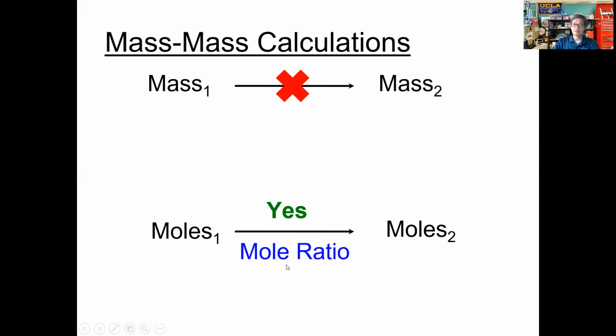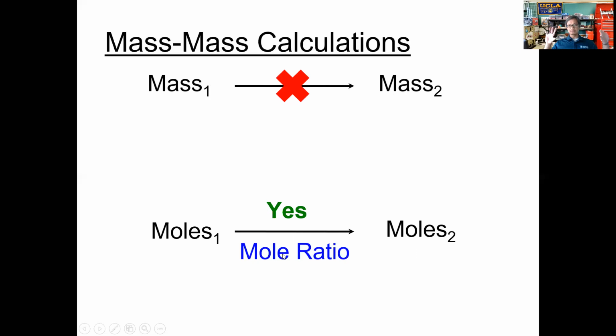Remember, this mole ratio is what we get directly from the balanced equation. The coefficients from the balanced equation will not get us from mass 1 to mass 2. But if we know the moles of compound 1, and we want to find the moles of compound 2, we can do that because the coefficients give us the mole ratio. That's what we just did.